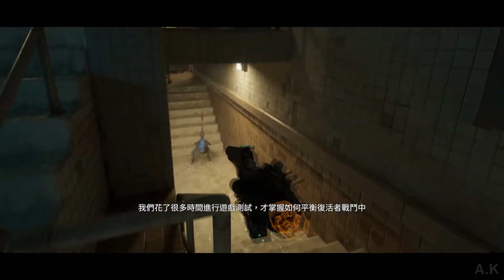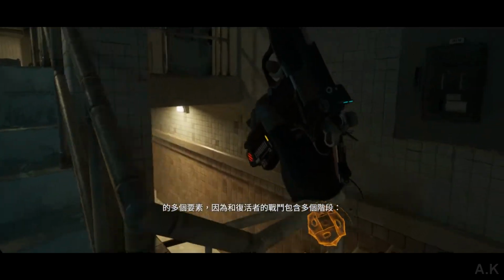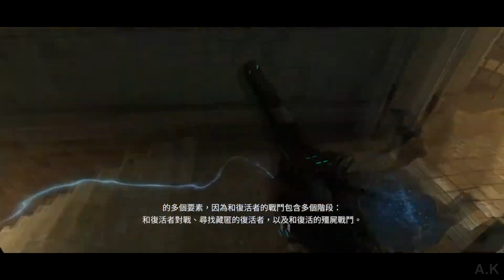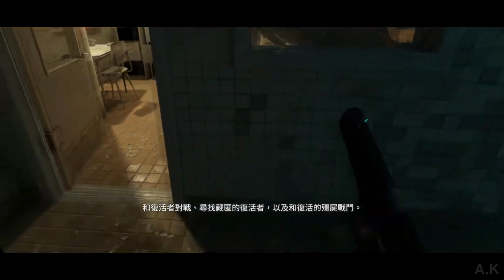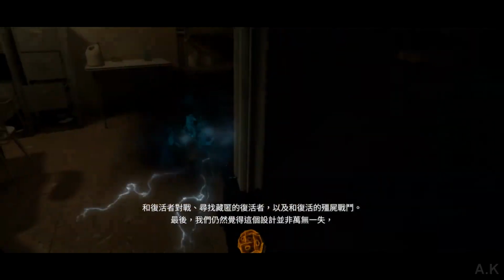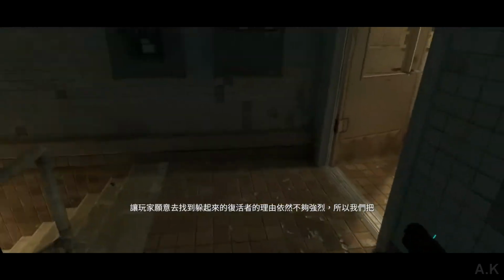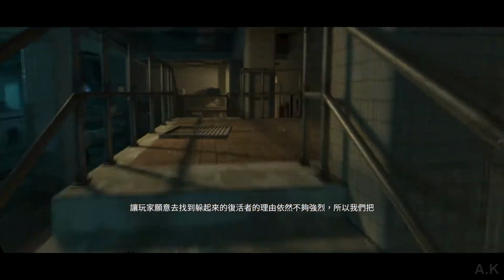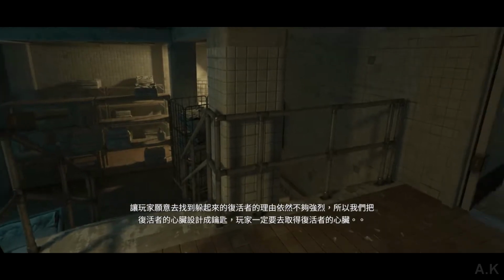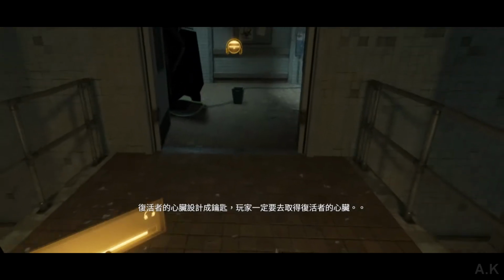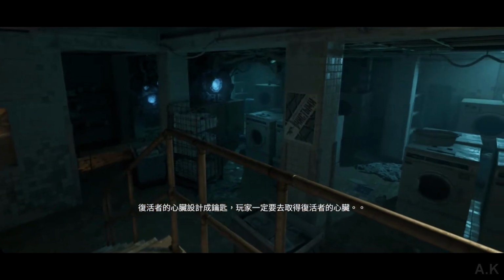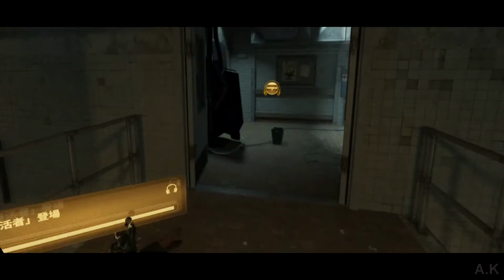It took a lot of playtesting to balance out all the various elements of the Reviver fight, because they involved multiple separate stages: combat versus the Reviver, searching for a hidden Reviver, and combat versus a revived zombie. In the end, we still didn't feel like we'd created enough of a foolproof reason for players to need to search for hidden Revivers, so we turned the Reviver's heart into a key, requiring players to collect it.